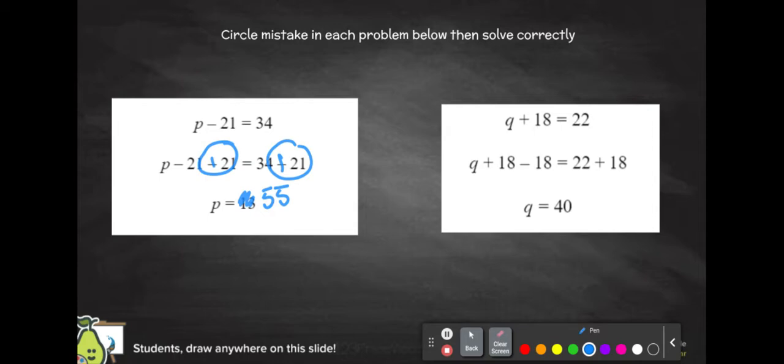But I should be subtracting 18 from both sides. But over here, they added 18. This should have been a minus 18, and that would have given you 4. So that was how to solve that.